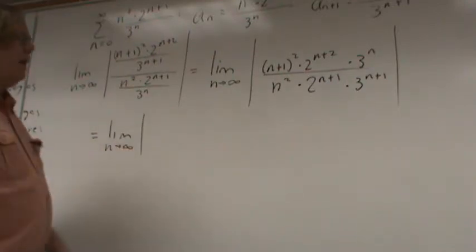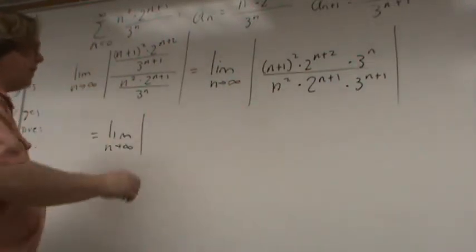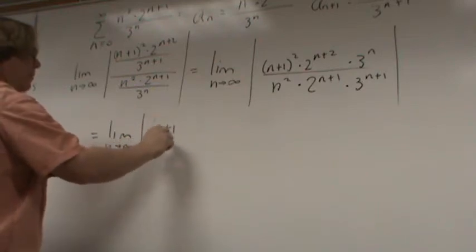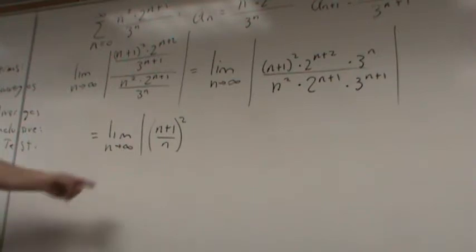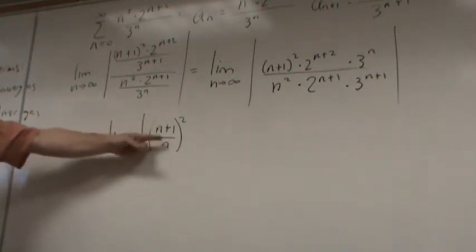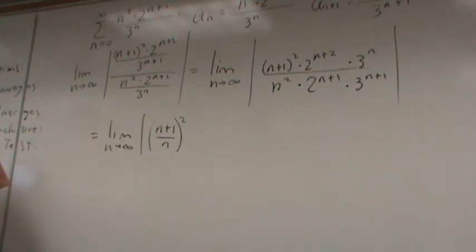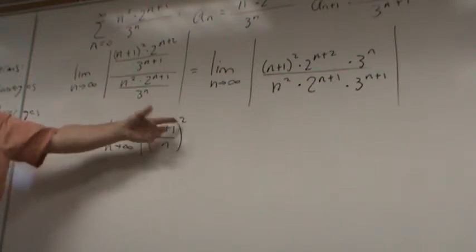What I do is this. I go n plus 1 squared over n squared. I'm just going to make it one big term. Okay? And now, as n goes to infinity, what does n plus 1 over n go to? 1. And 1 squared is 1.